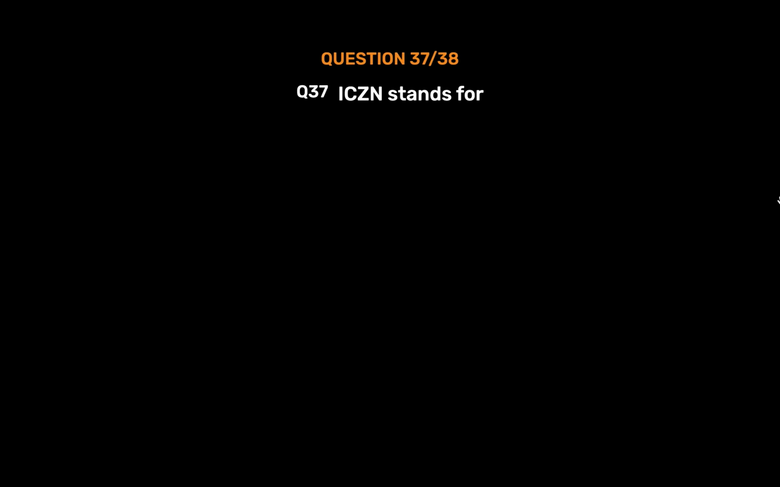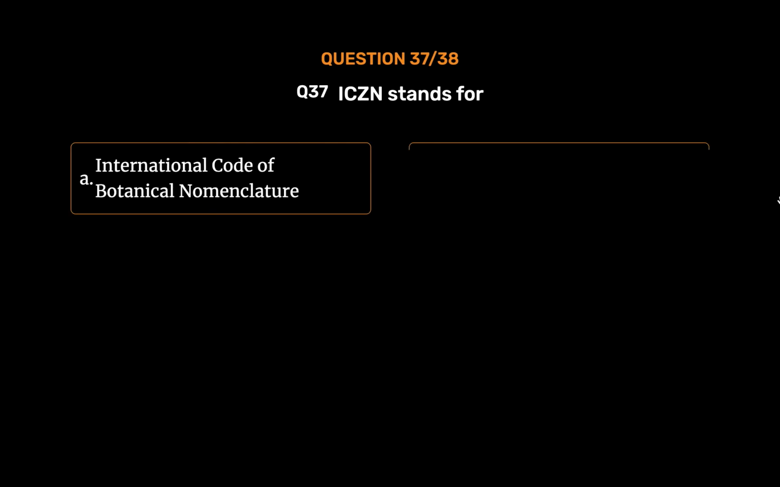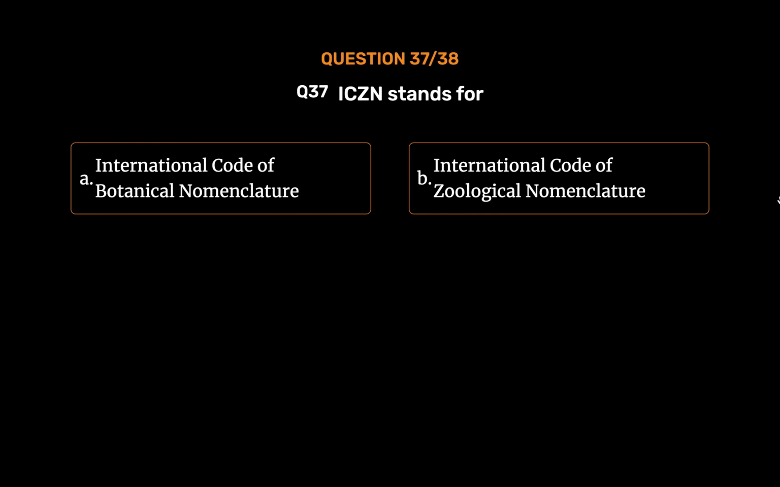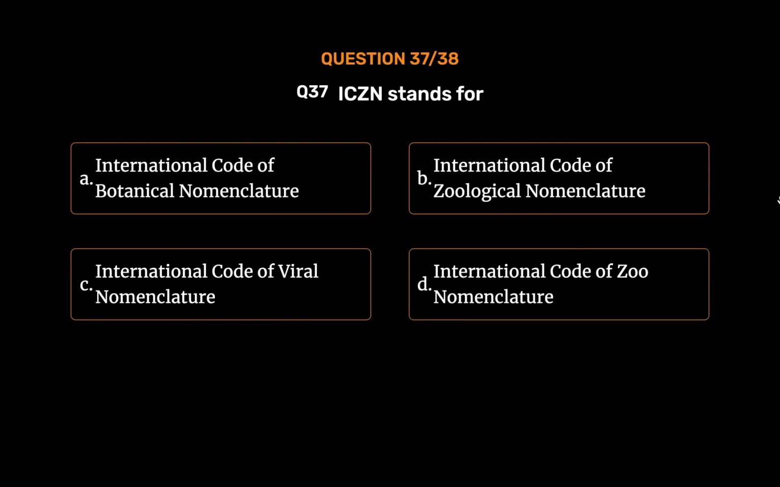Question number 37. ICZN stands for Option A. International Code of Botanical Nomenclature. Option B. International Code of Zoological Nomenclature. Option C. International Code of Viral Nomenclature. Option D. International Code of Zoo Nomenclature. The correct answer is Option B. International Code of Zoological Nomenclature.